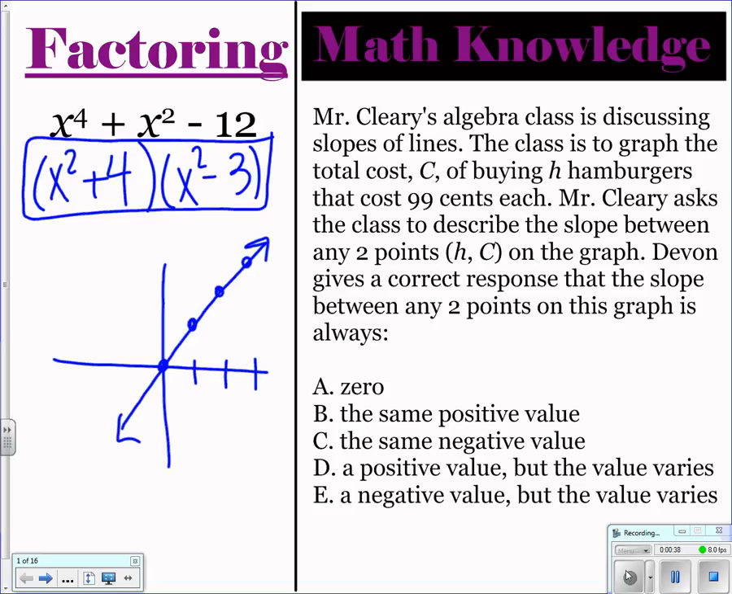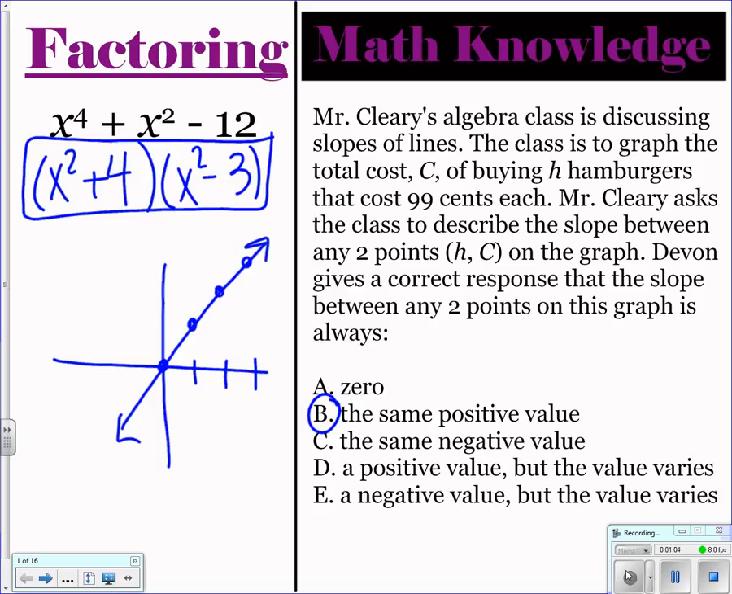Now, he gives the correct response that the slope between any 2 points on this graph is always the same positive number, because to figure out the cost of your purchase, you're just going to take the number of hamburgers times 99 cents. And so it's always going to be the same positive value. The slope on this is positive 99 cents, because that's how much it goes up every time you add a hamburger.